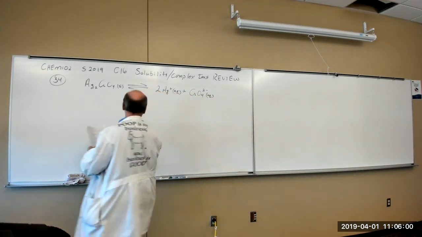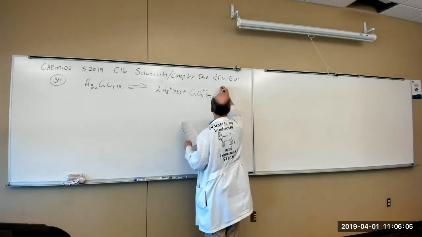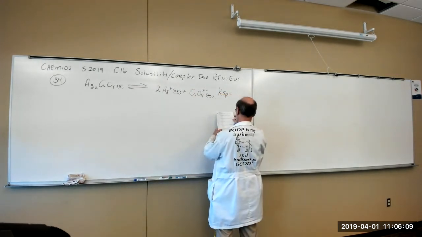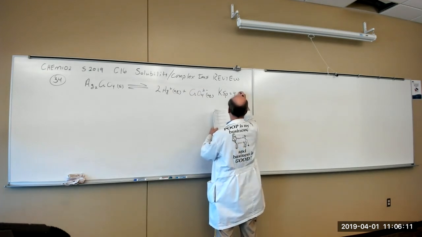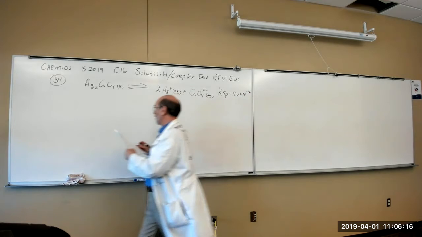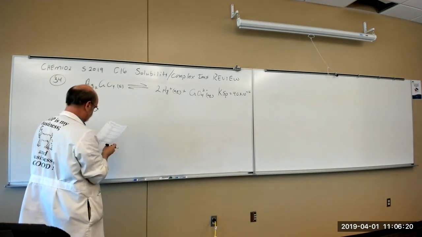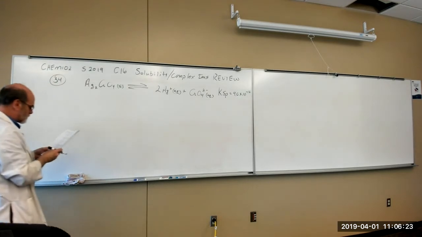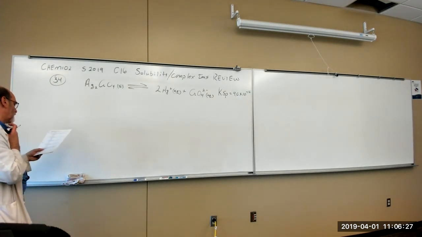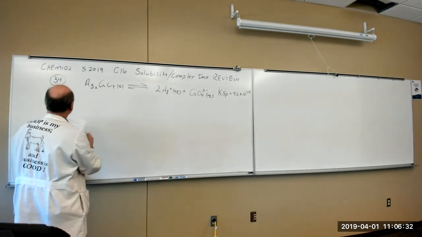Okay. And the solubility product, KSP, is 9 times 10 to the minus 12. So the final concentration means equilibrium. So what's the equilibrium concentration of silver ion? Well, it says at equilibrium. What are we starting with?